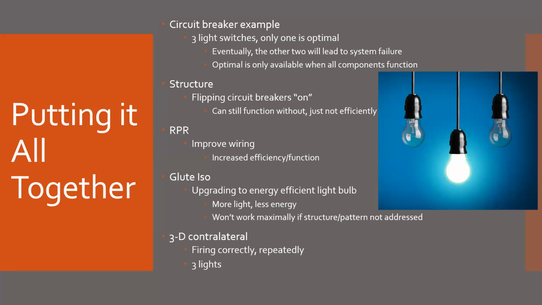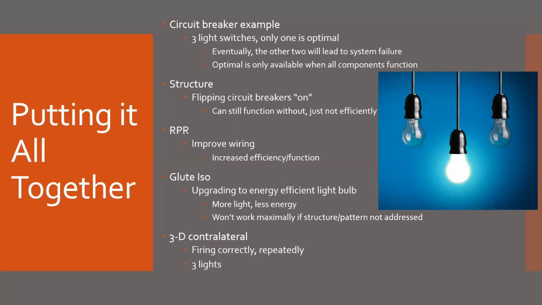So there's 3 light switches, or 3 lights, and we're firing the appropriate one over and over again within that athlete's means of availability. So obviously if we work beyond what they're available at that time, because we haven't improved their wiring enough through RPR, or they haven't upgraded to the energy efficient light bulb, as long as we keep them from compensating into the other 2 light switches, they're going to repeatedly use the appropriate one over and over again.